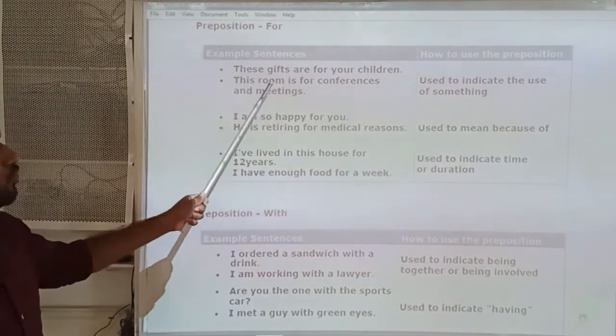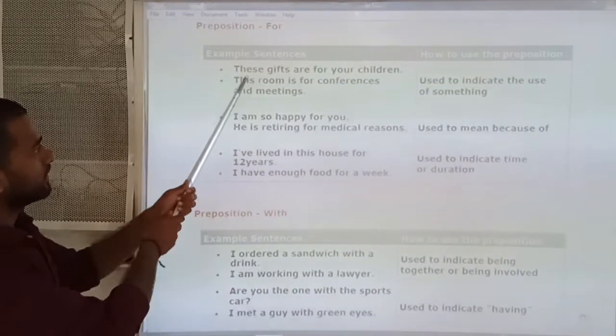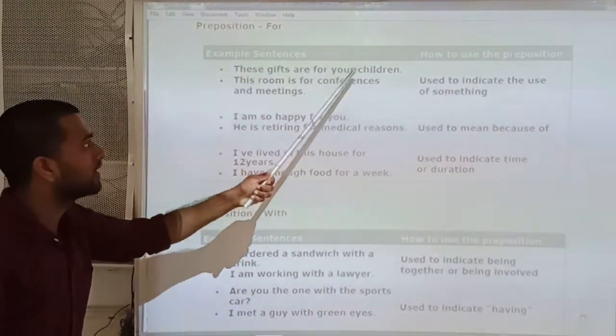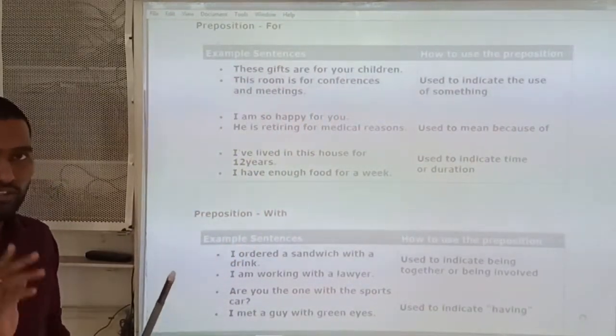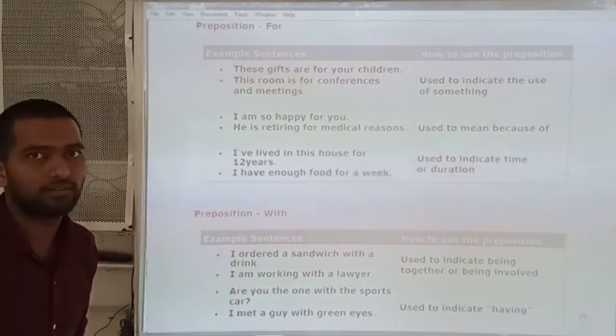Next, this room is for conferences and meetings. What is the use of this room? It is for conferences and meetings. So when we say the use of something, we use the preposition for.